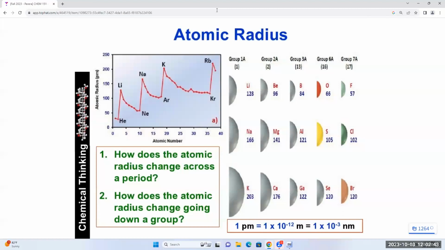What do you notice here? I'm only asking what you see here, okay? That's all I'm asking.